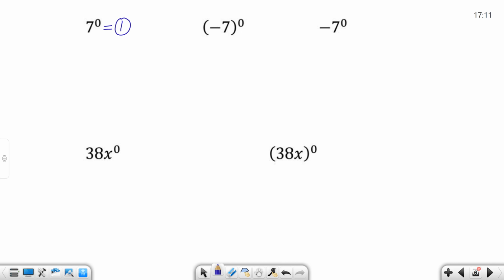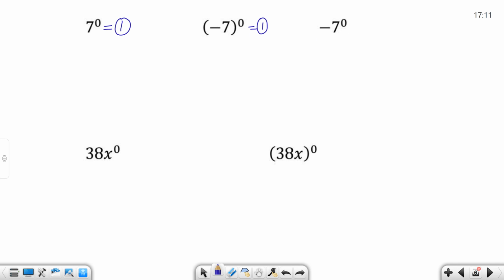Now we look at the -7 in parentheses right here. Since it's in parentheses, both the negative and the 7 are raised to the 0 power. Therefore, the answer is 1 because everything is being raised to the 0 power. But then you look at the one on the far right up here. -7 to the 0 power with no parentheses here.